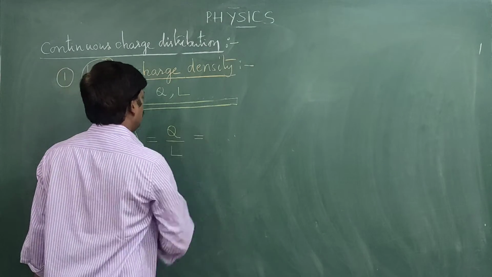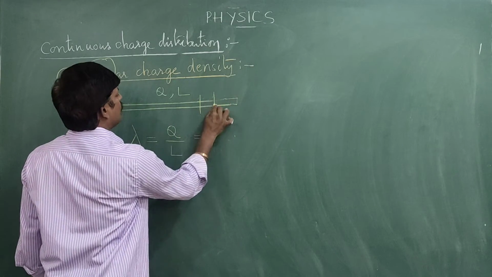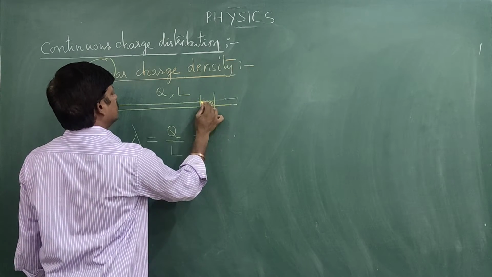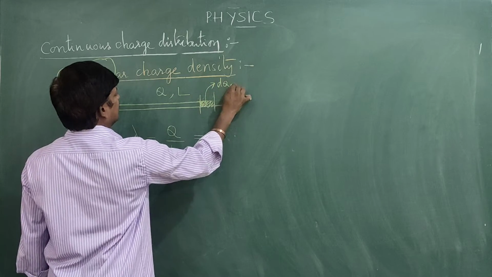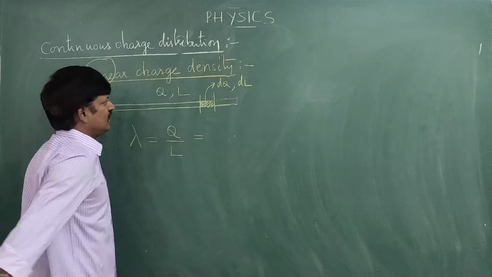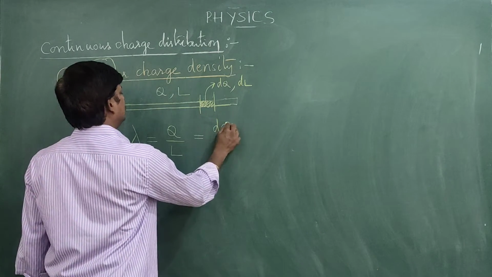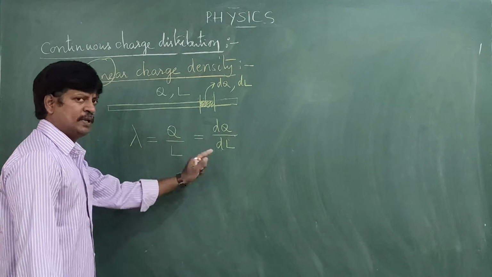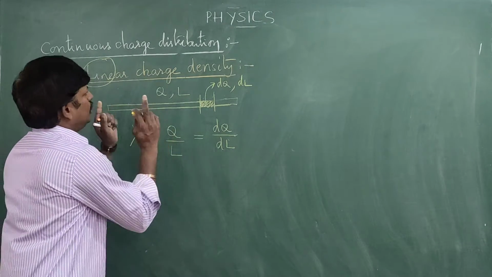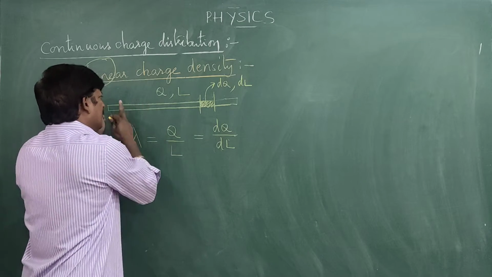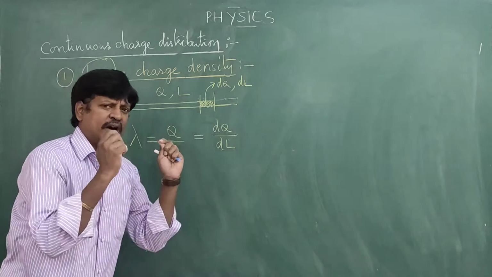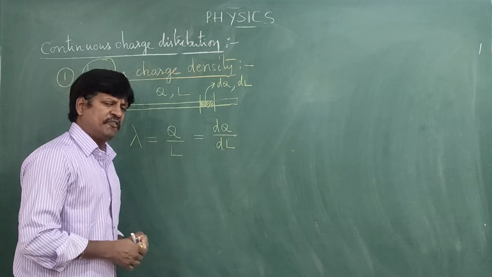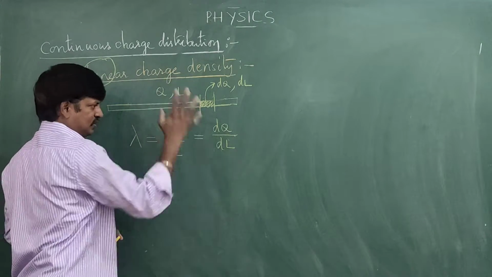That is also equal to, for example, let us take a small element here. The charge on the small element is dq, and the length of the small element is equal to dl. That means you can write this as dq divided by dl, charge per unit length. If we see here, throughout the rod, our assumption is that charge distribution is uniform. So this will become a uniform charge density in this case.